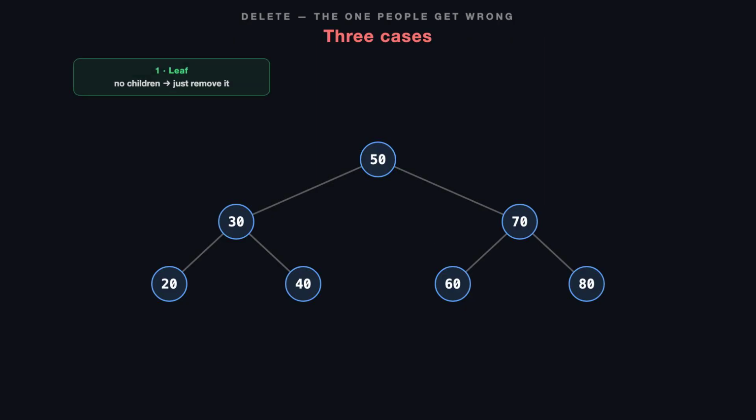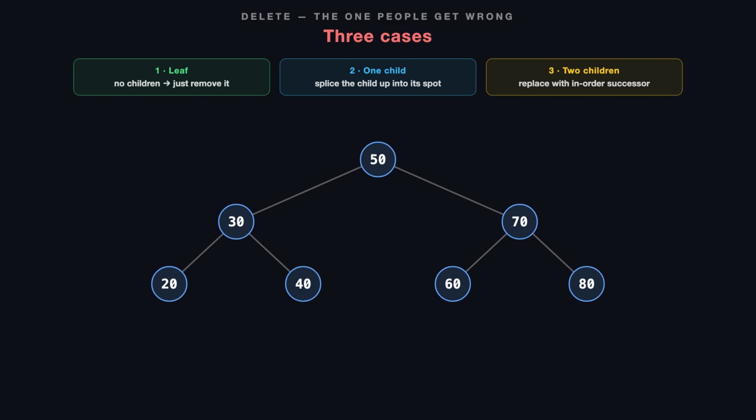Inserting and searching are easy. Deleting is where people trip, so let us be careful. There are 3 cases. Case 1, the easy one. The node is a leaf, no children. You just remove it. 20 is a leaf. Delete it, and it is simply gone.